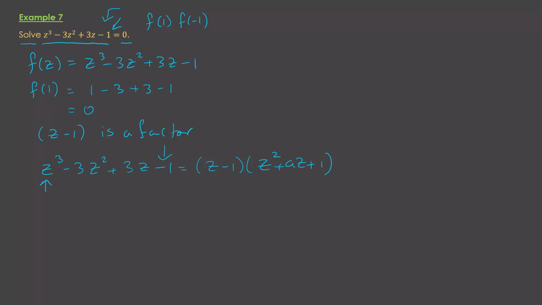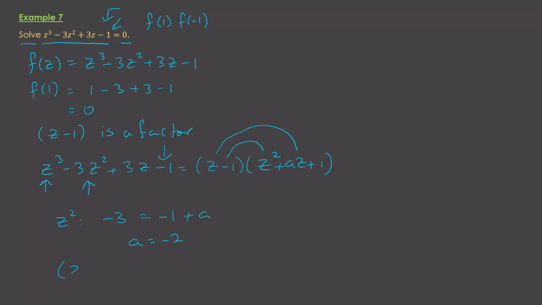We can find a by looking at coefficients of z squared. On the left-hand side, we have negative 3. What gives us a z squared on the right-hand side? Well, we're going to get negative 1 from there and plus a from there. So that gives me that a is negative 2.